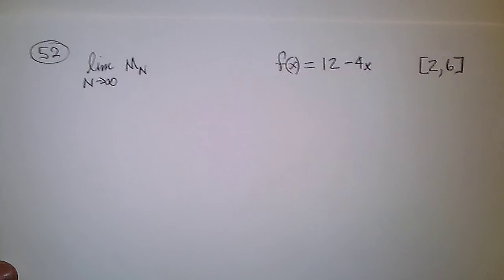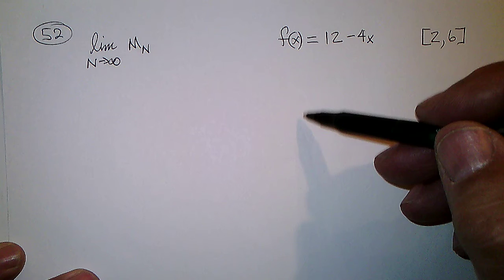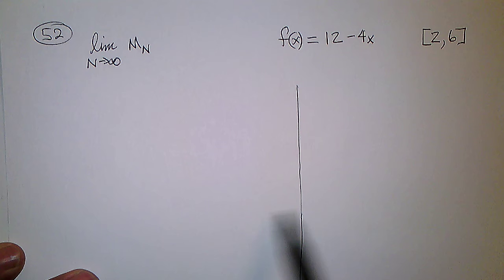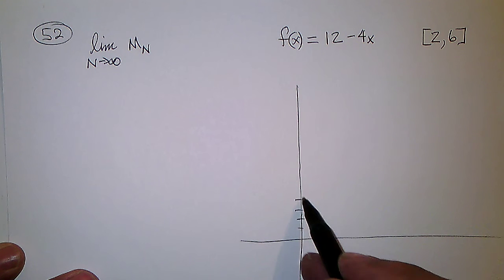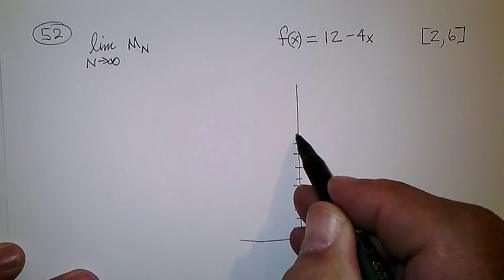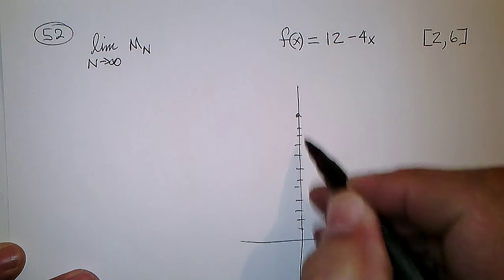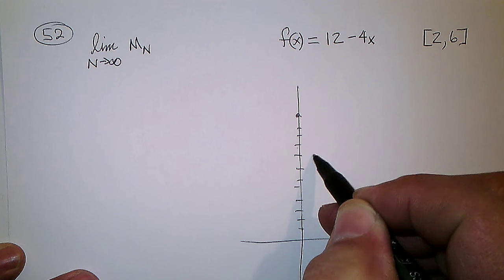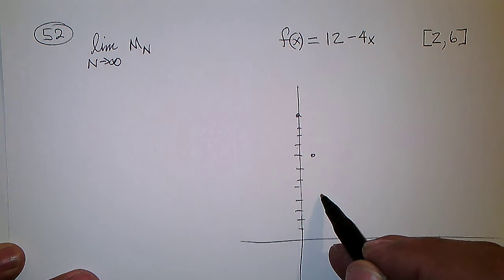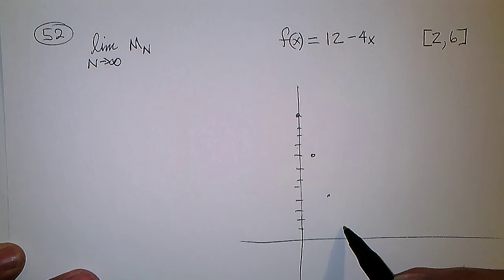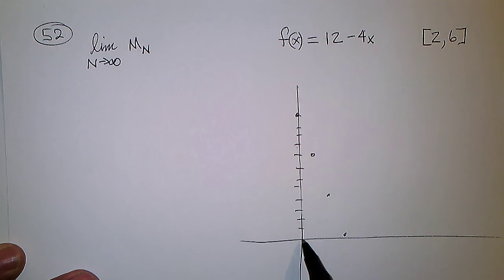Okay, and finally, the last one, number 52. So we're doing 12. 1, 2, 3, 4, 5, 6, 7, 8, 9, 10, 11. 12 is the y-intercept. Minus 4. 1, 2, 3, 4 for 1. And again, as we go from 2 to 6. So the 6 is way down. That's going to be way down there.